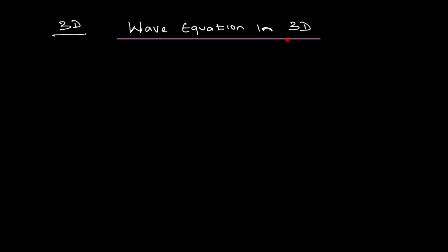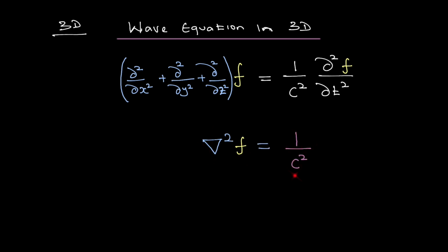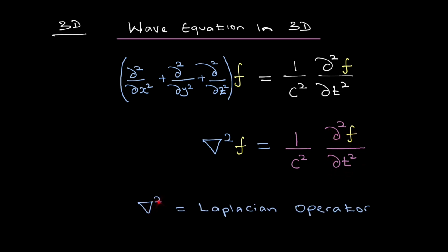Wave equation in 3D, we write the Laplacian f will be equal to 1 over c squared second order partial derivative f with respect to t. And we know that's the Laplacian operator, so we can change it to the Laplacian f equal to 1 over c squared second order partial derivative f with respect to t. Del squared equals Laplacian operator.